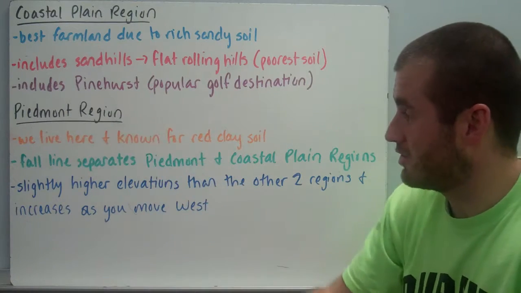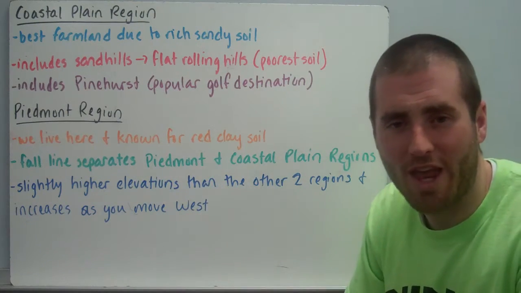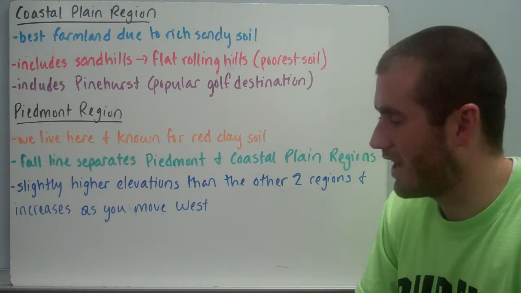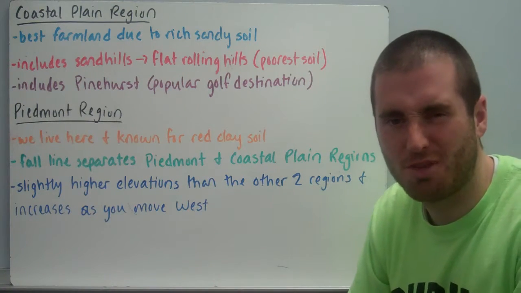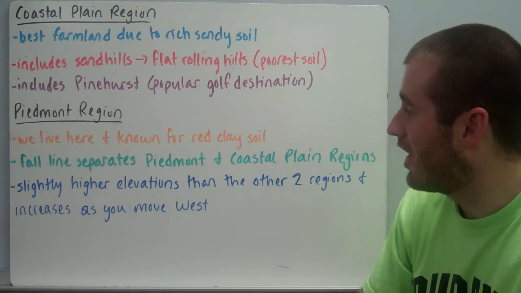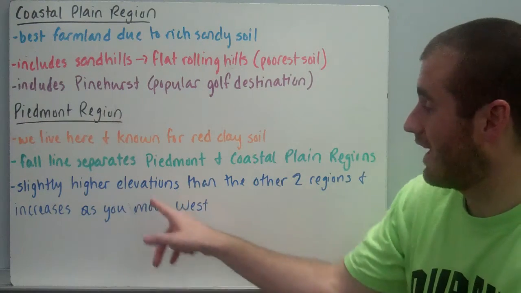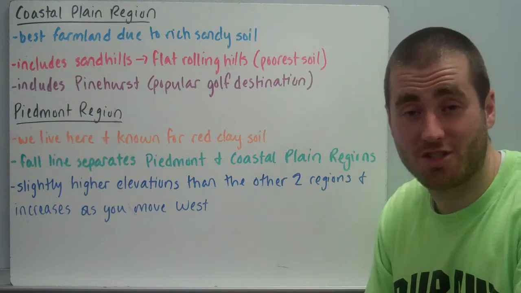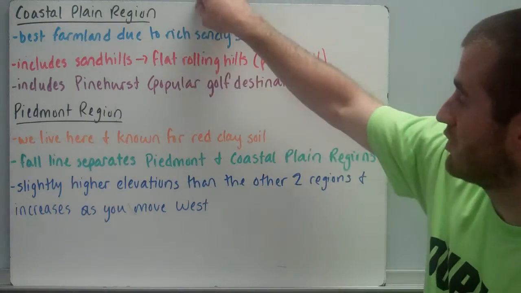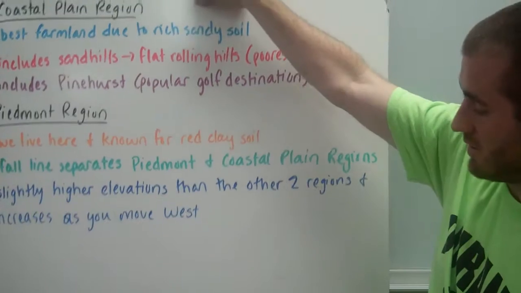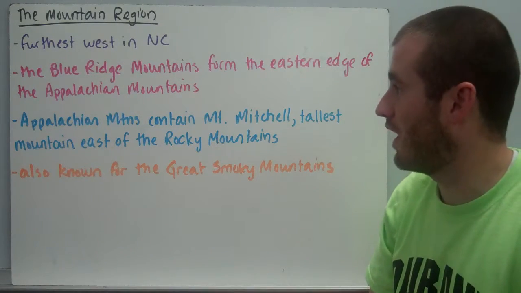Then you have the Piedmont region, which is where we live, and we are known as the red clay soil region of North Carolina. If you dig down in the dirt, pull it up, it'll definitely be some thick kind of red clay down there. The fall line separates Piedmont and coastal plain regions, and slightly higher elevations than the other two regions, especially as you move further west, obviously because you are approaching the mountain region, which is the furthest west in North Carolina.